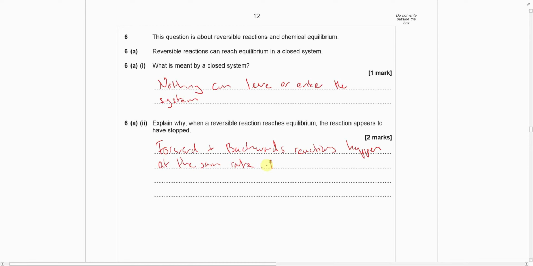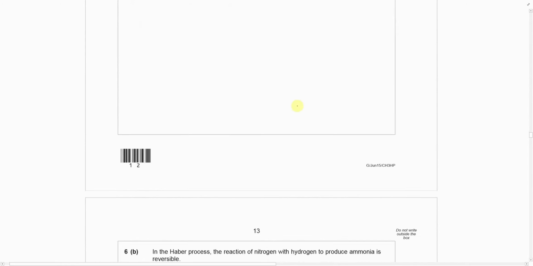So therefore the overall quantities, so how much you've made, will remain the same. And that's straight off the mark scheme, but it makes sense, will remain the same. So forward and backwards reactions happen at equilibrium, so you've got the 2 reactions backwards and forwards, happen at the same rate, so either side the quantities don't change.